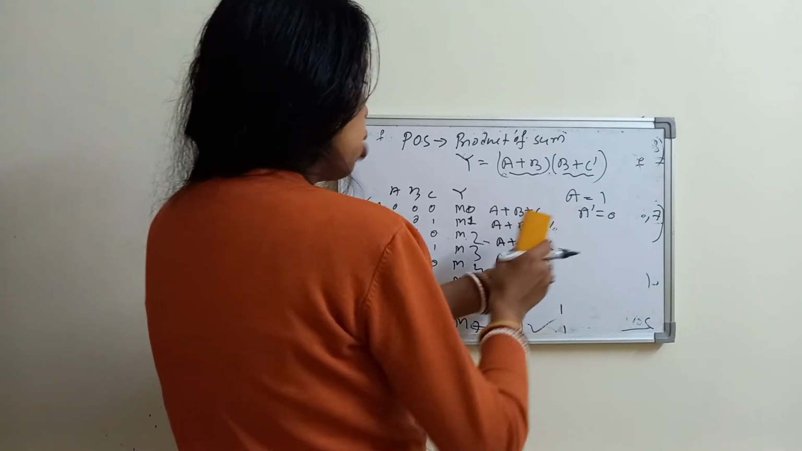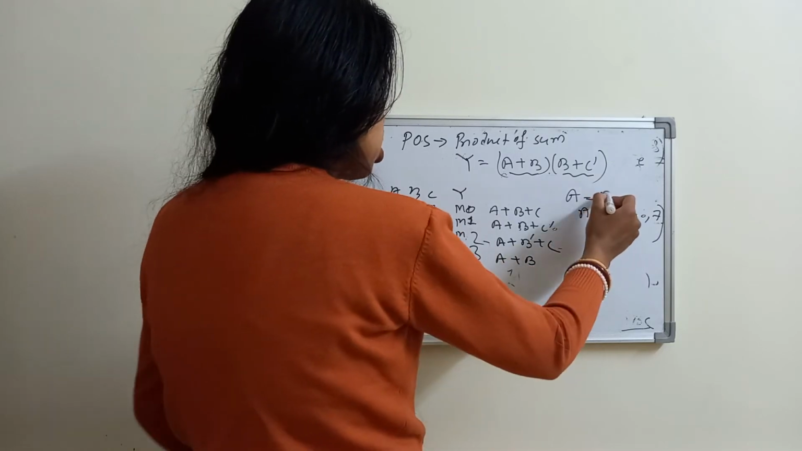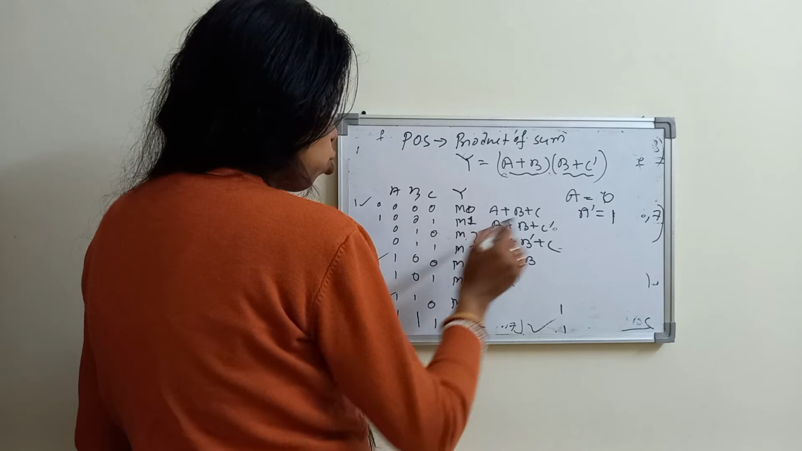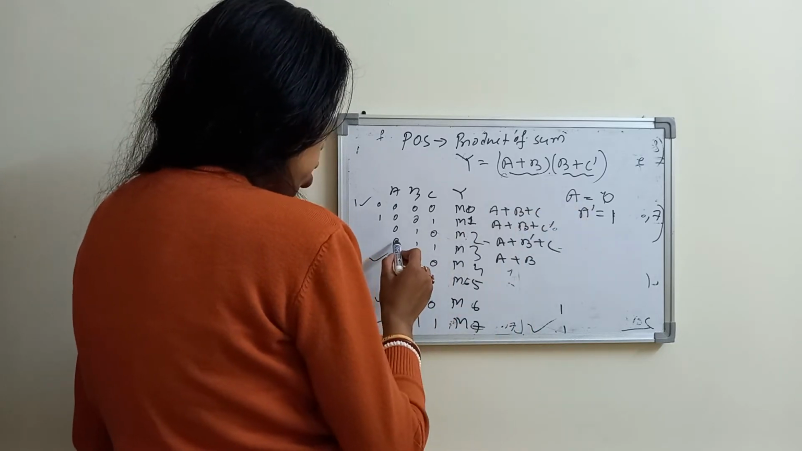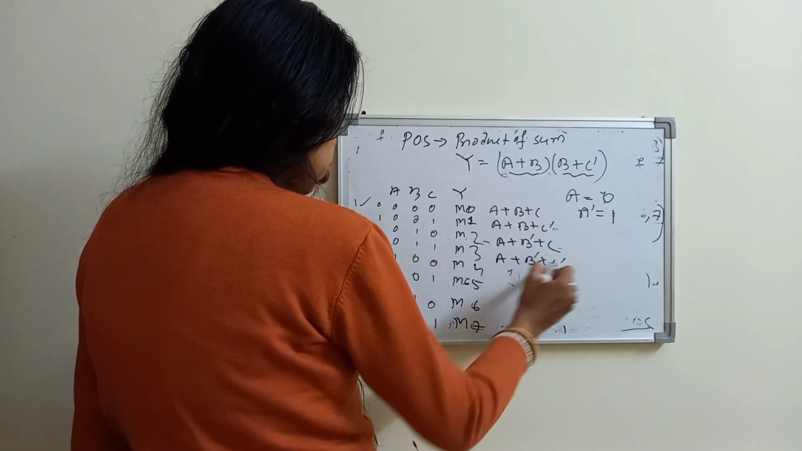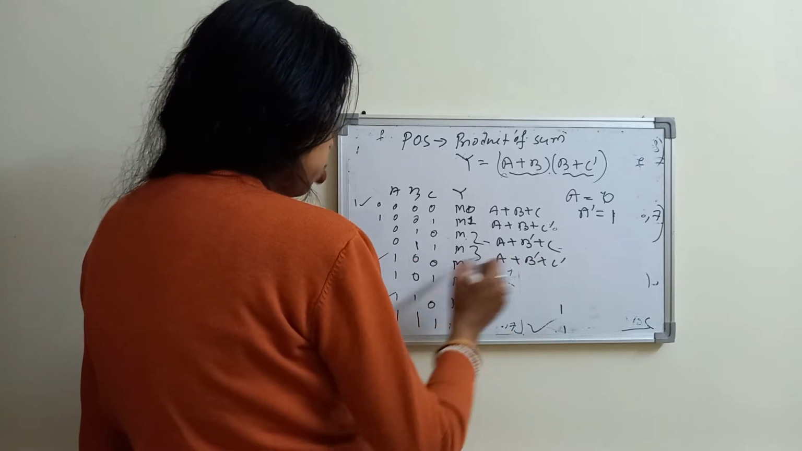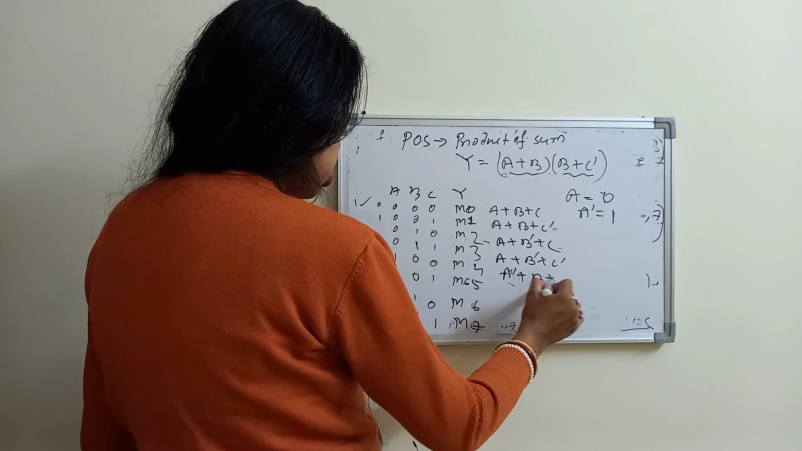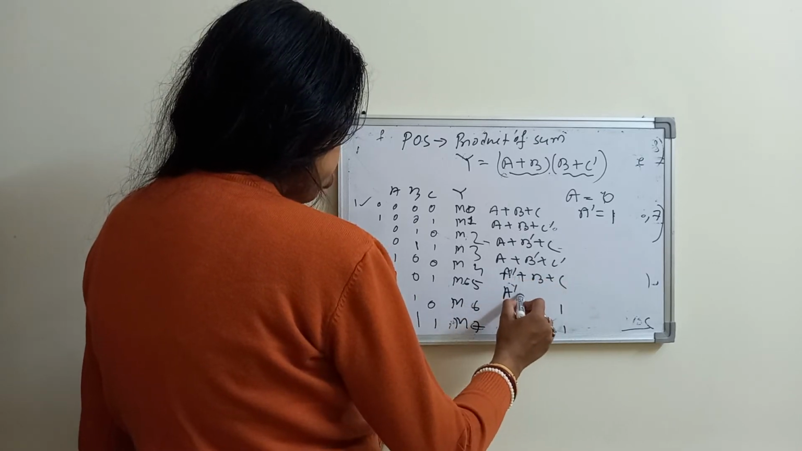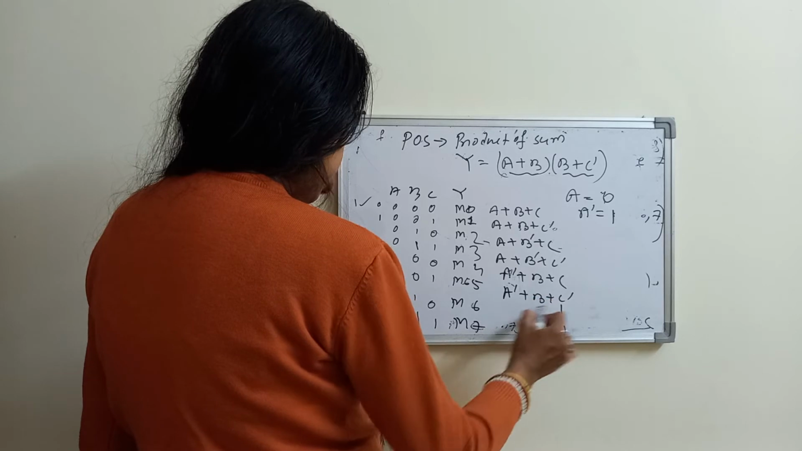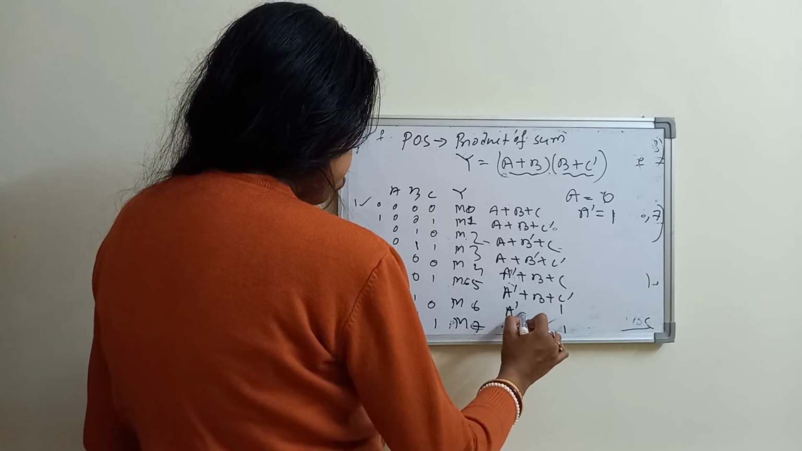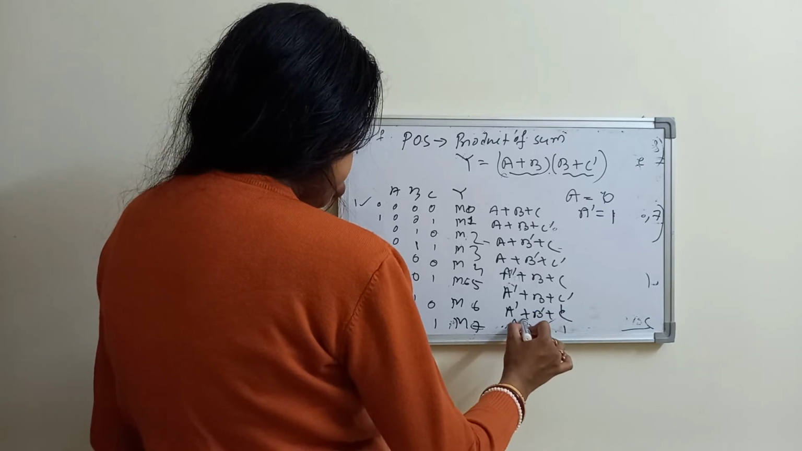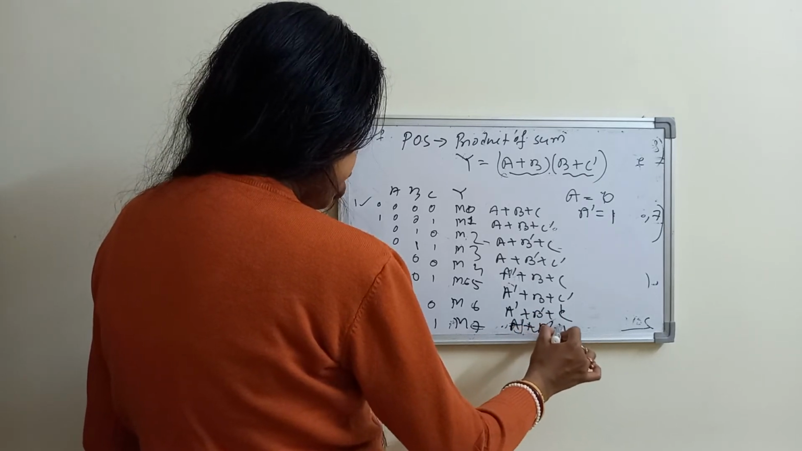In the opposite way, here A means 0, A prime is 1. This way I am writing: A means 0, A prime means 1, right? So here A plus B prime plus C prime. Here also A prime plus B plus C, A prime plus B plus C prime, A prime plus B prime plus C, and A prime plus B prime plus C prime.